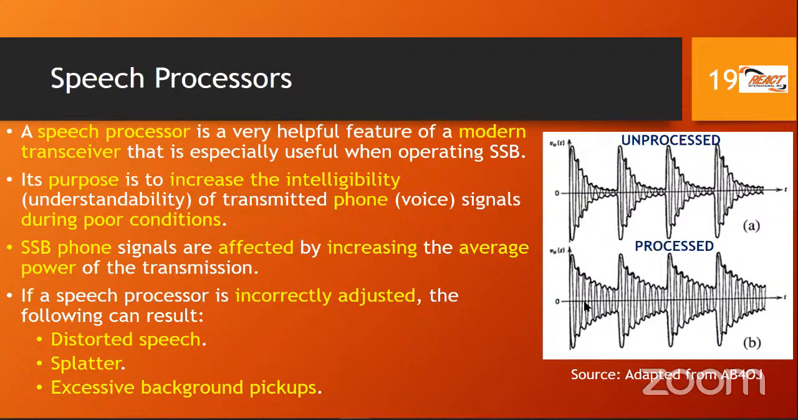Distorted speech. You're overdriving and you're sounding horrible, you're sounding terrible. No one will want to talk to you when you're sounding like that. So you have distorted speech. You can have splatter. That means you're transmitting spurious. You're all over the band other than where you need to be.